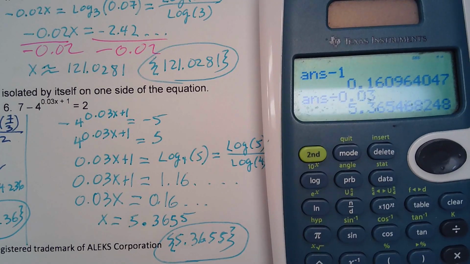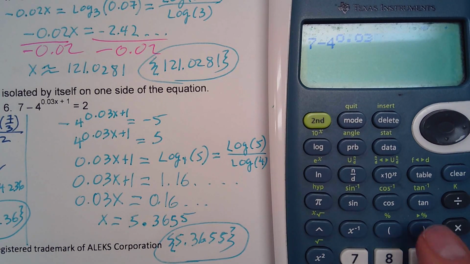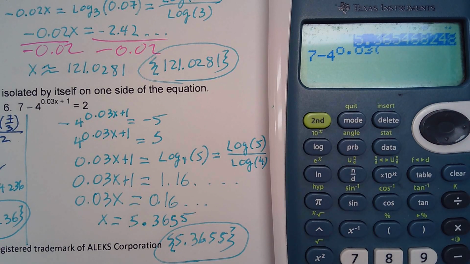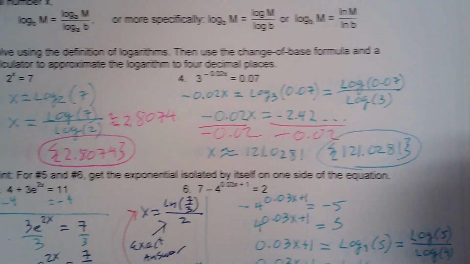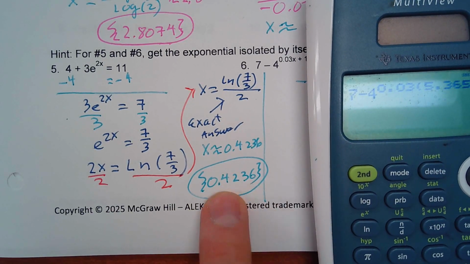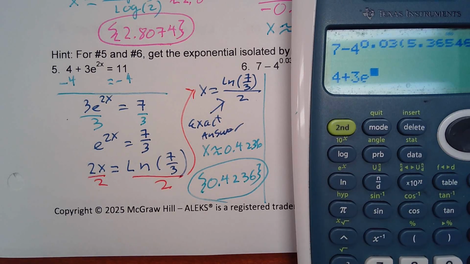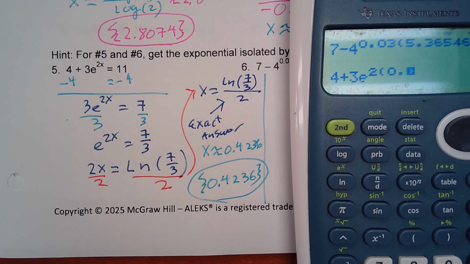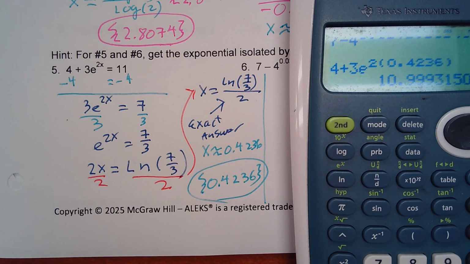So I'm going to clear my screen. 7 subtract 4 caret key 0.03 parentheses. I'll go grab that answer. Hit my up arrow, hit enter. Close the parentheses, plus 1. Now we get 2. So that's why it's a good idea to check these answers. Similarly, if I wanted to check this one, and maybe I'm doing this on a quiz or a test and I've already erased it, so I don't have the full answer anymore, that's fine. We can still check to see if this answer is close. In this case, I would take 4 plus 3 second ln 2 parentheses, and I'll put in that approximation, 0.4236. Oops, it helps if I enter it correctly. And I should get something close to 11, which I do.